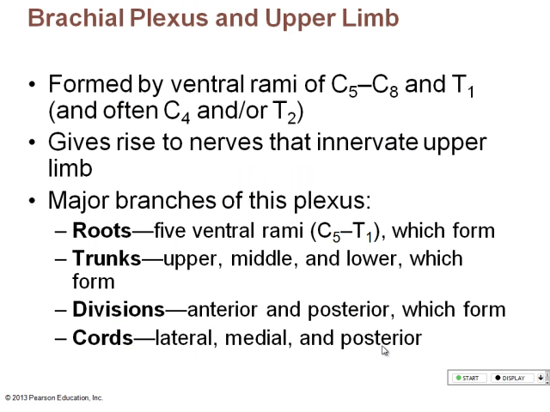Brachial plexus, up in the, where? Yeah, in the arm region. We're looking at page 504 for this. Forms the ventral Rami, crisscrossed fibers that are innervating, sending message to and from, bringing stuff from where? The upper limbs. So, major branches of this plexus are roots, trunks, divisions, and cords.